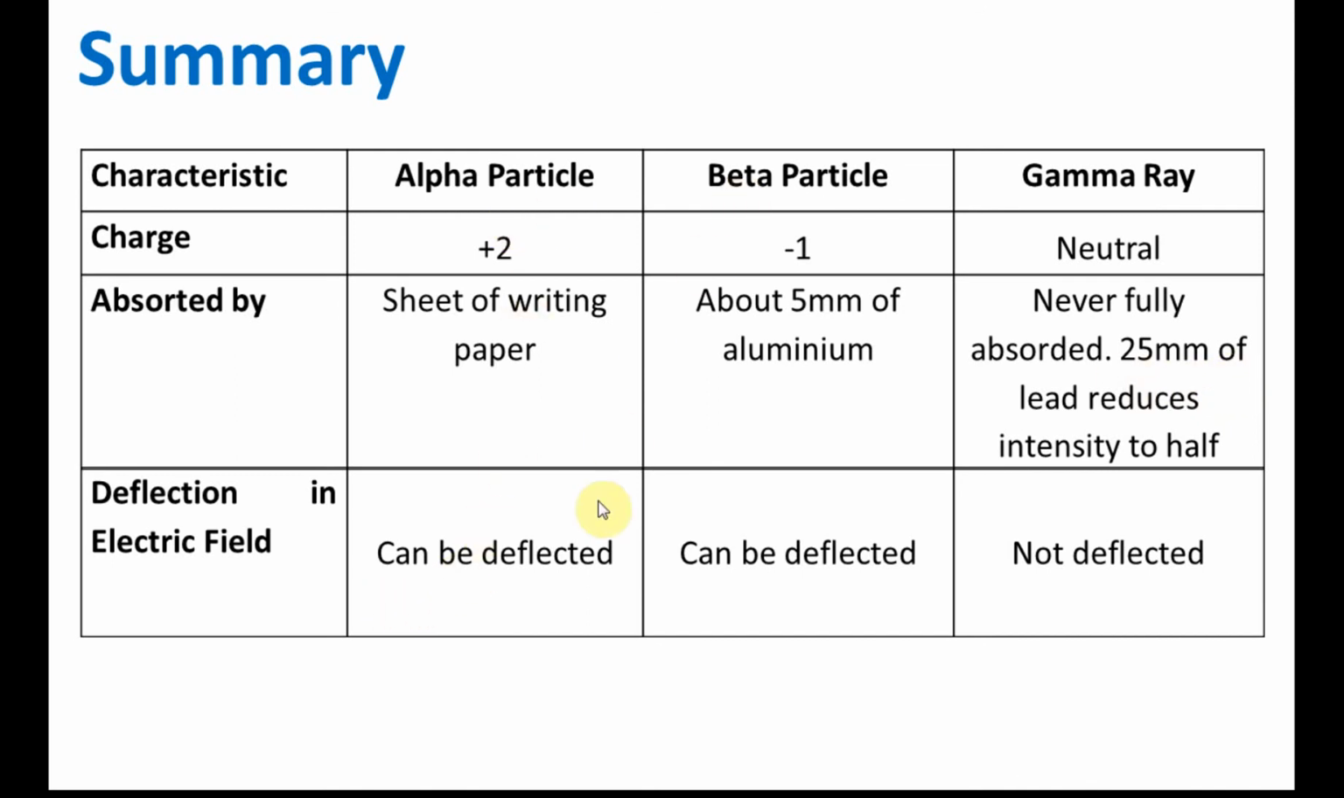Since alpha and beta carry charge, they can be deflected. Alpha will be deflected towards the negative plate, beta towards the positive plate, and gamma is not deflected. So this is what you need to know about the three types of radiation: alpha, beta, and gamma.